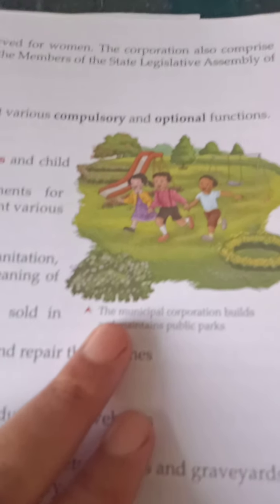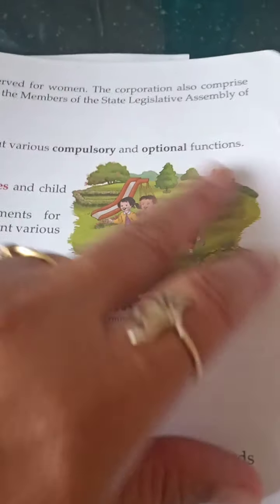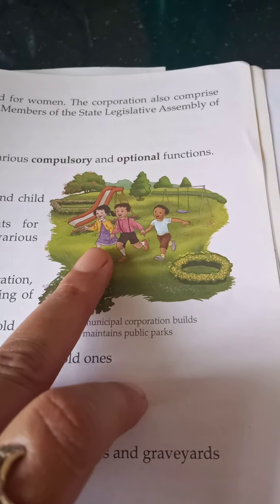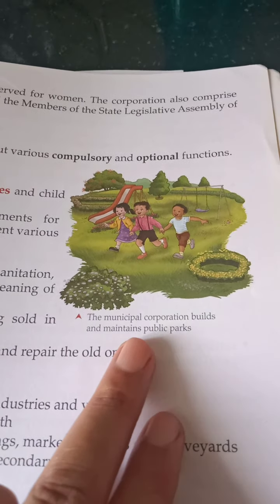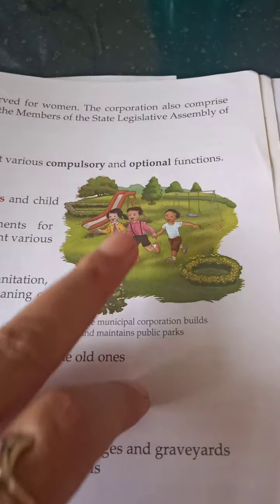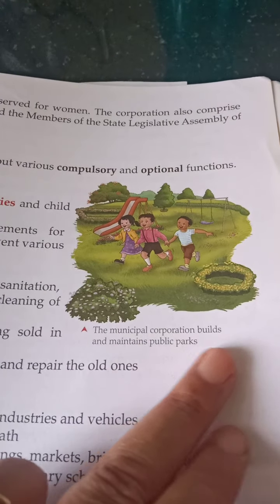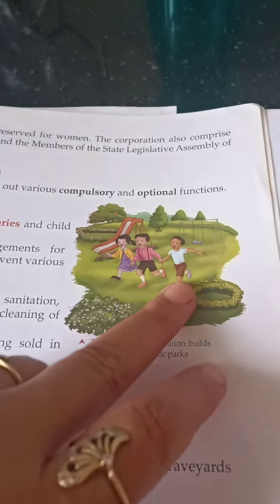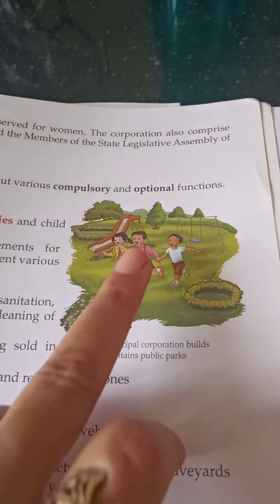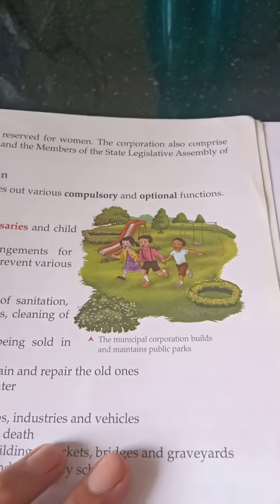Another example of a caption is here. Here's a park and that's a picture. The municipal corporation builds and maintains public parks. So this picture is showing that the municipal corporation builds and maintains public parks. So this caption is giving us more information about this picture.